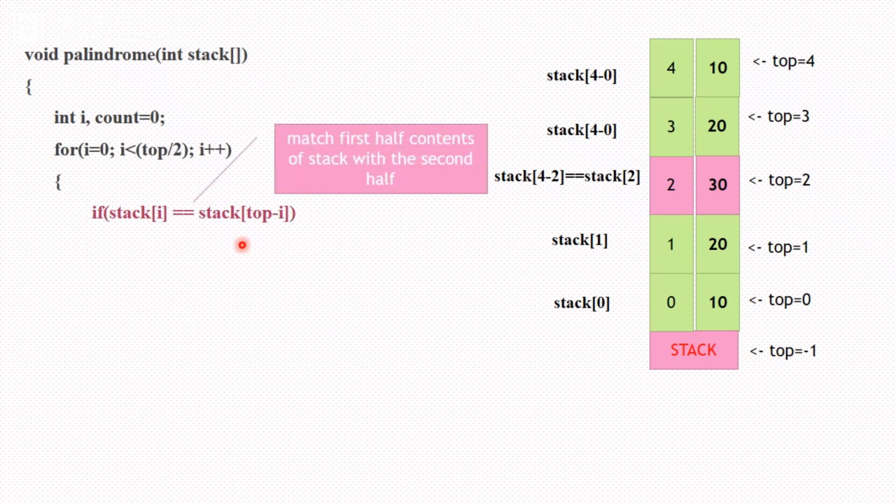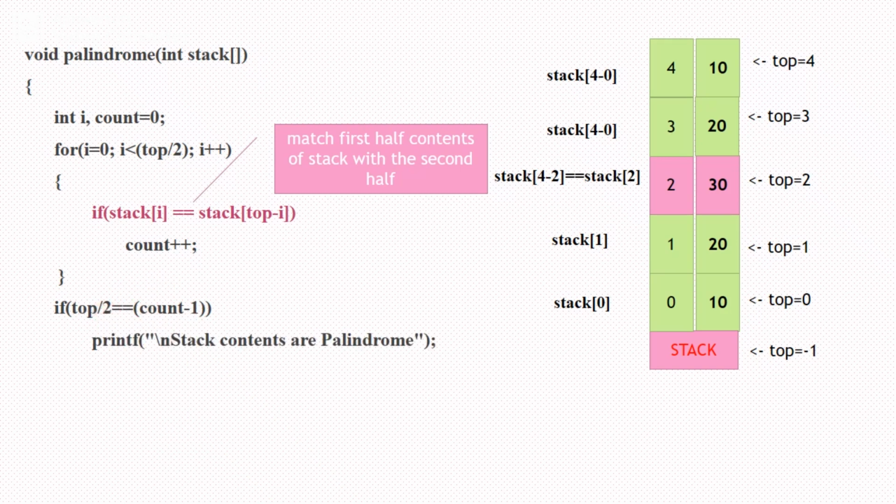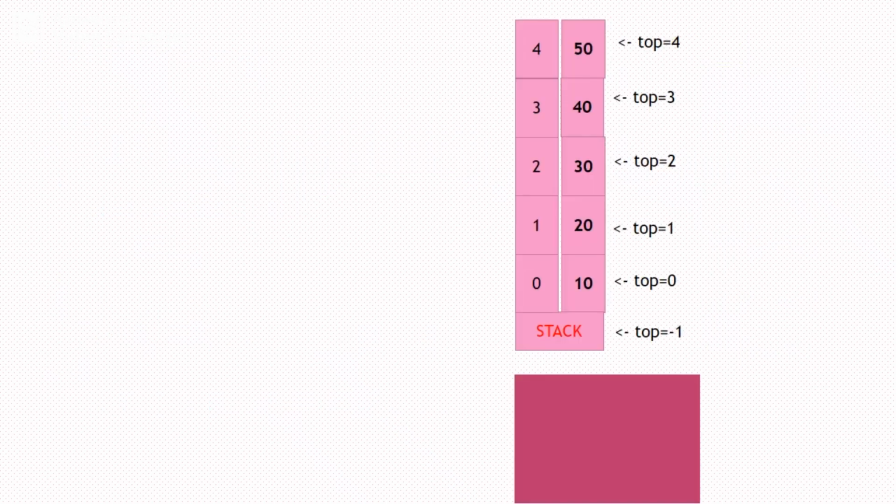So every comparison I am incrementing the count so that I can check with this top by 2. So count minus 1, if it is equal to top by 2, then count will be 3, one time comparison, second time comparison, and there are 3 times you are going to compare. So 3 minus 1 is 2, top by 2 will be 4 by 2. So that's why here you are decrementing by 1 and comparing with this. If so, stack contents are palindrome, else stack contents are not palindrome. Okay, this is about the palindrome.